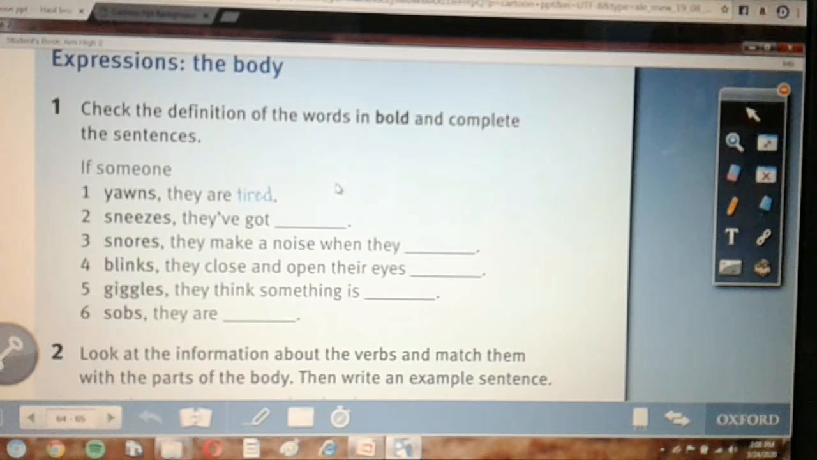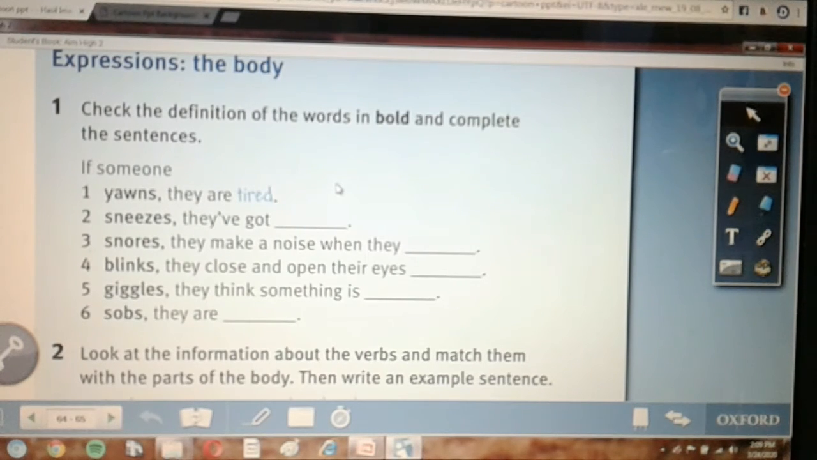Number 4, blinks. If someone blinks, they close and open their eyes. I think the answer of this one should be eyes. I don't know why it's there already. But if you blink, you are going to close and open your eyes.